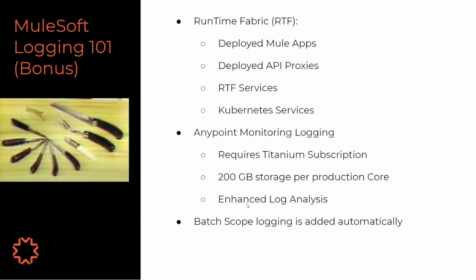If you want, you can also subscribe to Anypoint Monitoring Logging. You do have to have a Titanium subscription for that. And that gives you 200 gigabytes of storage per production core. So it goes away from the application-level specific limitations to more of how many vCores you have allocated at production. And also through Anypoint Monitoring, you can have enhanced log analysis. That is all part of that.